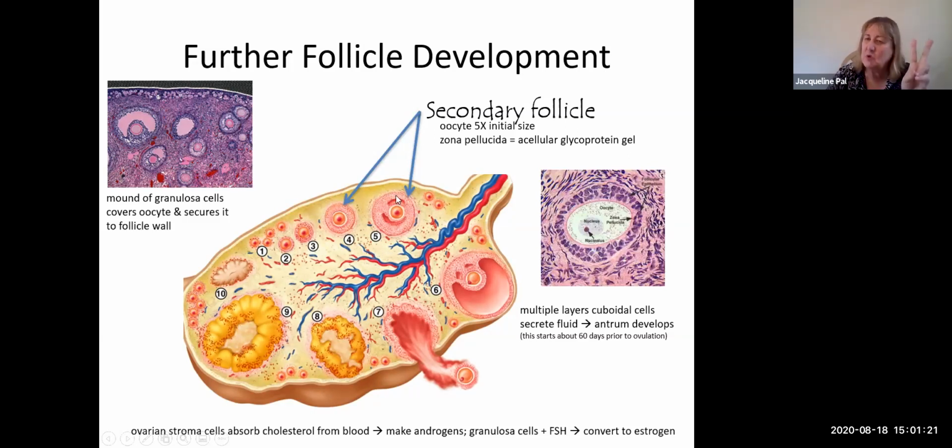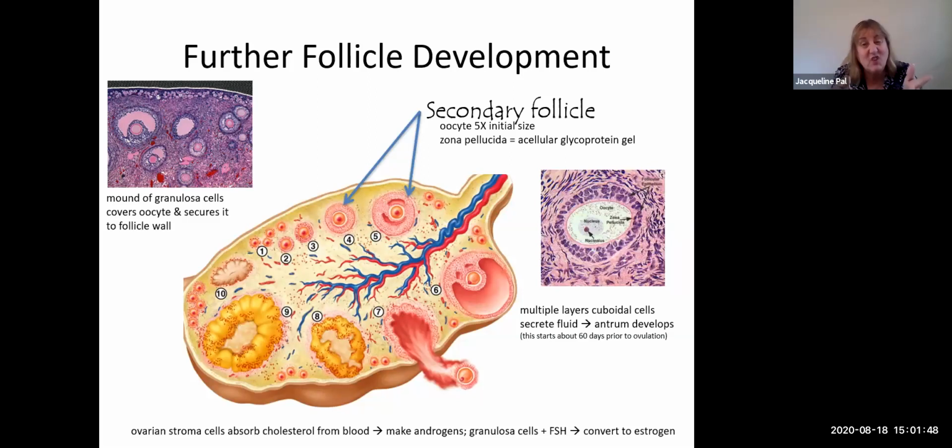It only takes 2 layers of granulosa cells to be a secondary follicle, but as you can see, we often have more. So this is one that only has about 2, and now you clearly can see the pink zona pellucida. So these multiple layers of cuboidal cells, as part of their work in making more estrogens, are also going to be secreting small amounts of fluids.